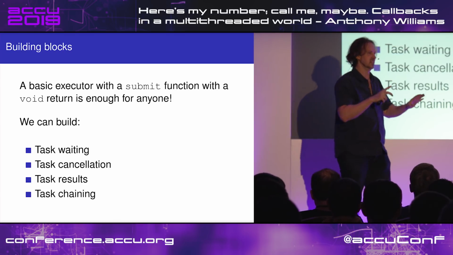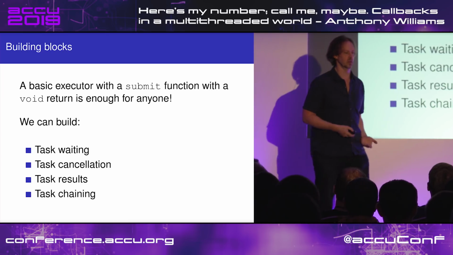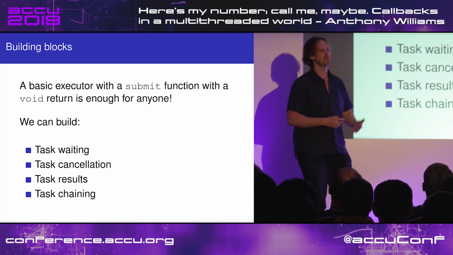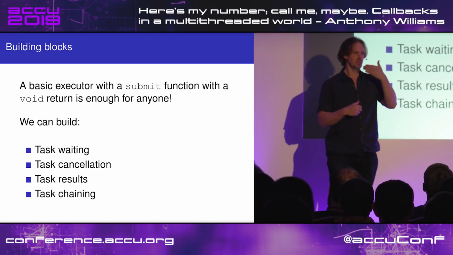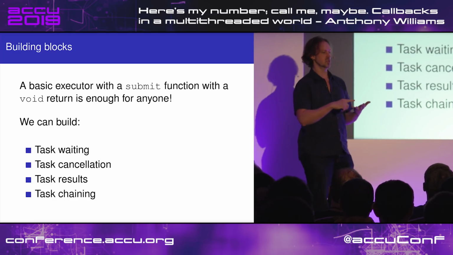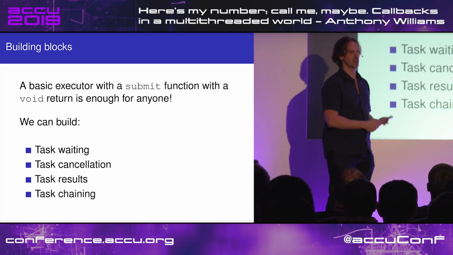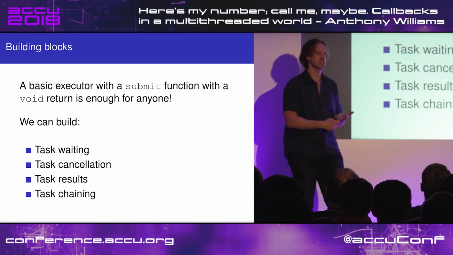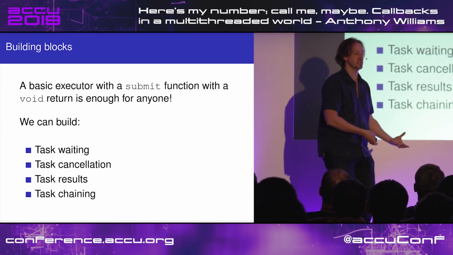We don't have to panic and say, oh no, the world's coming to an end, we don't have the feature we want. We can build it on. Usually by using something like a standard promise and a standard future, because that allows you to wait, it allows you to get results. If it's an experimental feature from the concurrency TS, then that allows you to chain continuations. So we can build all these facilities on top.